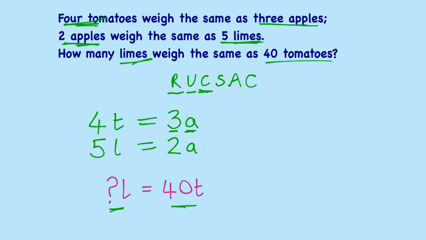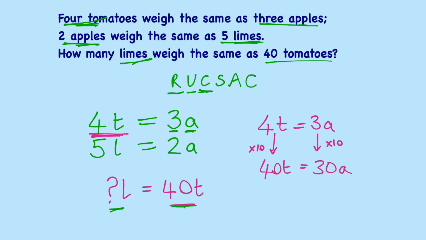Well, first of all, we need to work out what 40 tomatoes is the same as, and we can see already that we know what 4 tomatoes is the same as. And this is quite nice because if we make 4 tomatoes 10 times bigger, we get 40. I know that 4 tomatoes is equal to 3 apples. Well, if I times the 4 tomatoes by 10, I get 40 tomatoes. And because I've timesed that by 10, I need to times the other side by 10. So 3 apples times by 10 is going to be 30 apples.